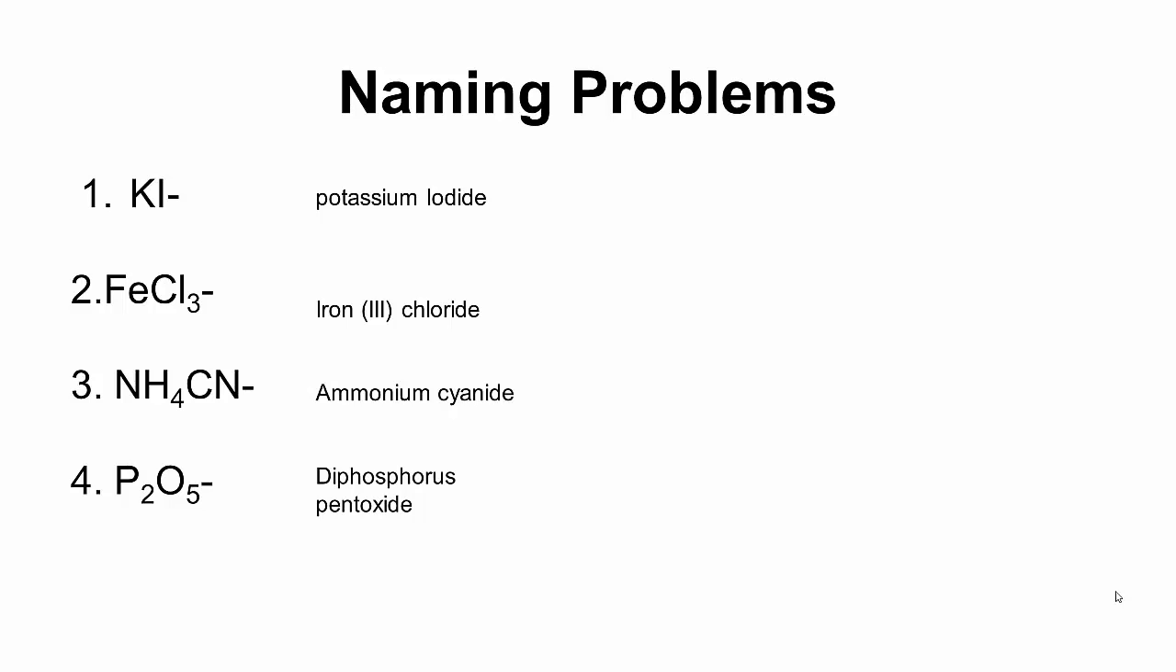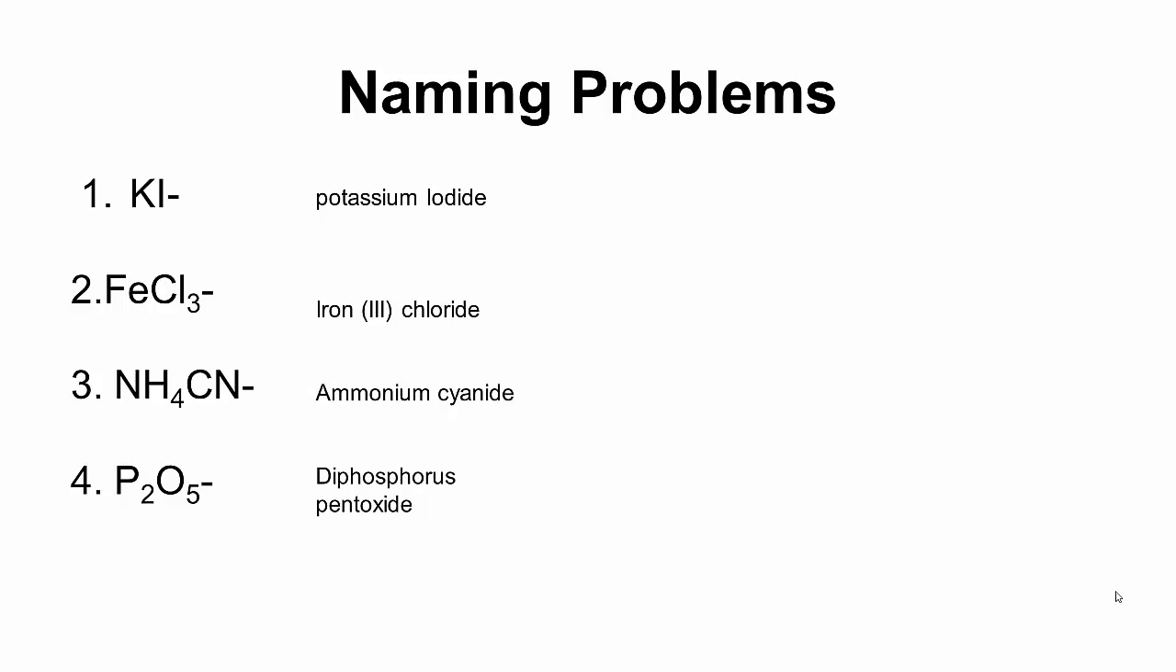The second answer is a little harder. Because iron has multiple oxidation states, you're going to have to signify which oxidation state it's in with the Roman numeral 3. And the way that you know it's a +3 oxidation state is because all compounds have to be neutral, and because chlorine has a -1 charge, and there's 3 of those, you know that iron has to have a +3 charge to make the compound neutral.